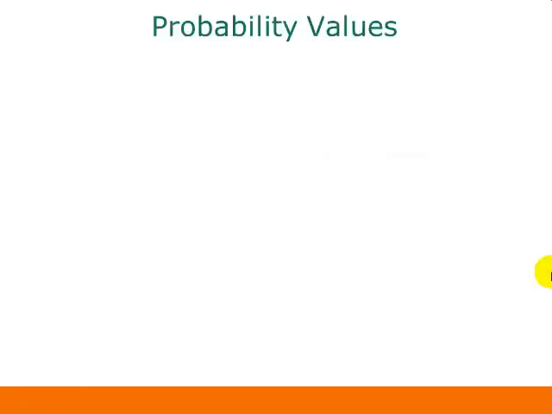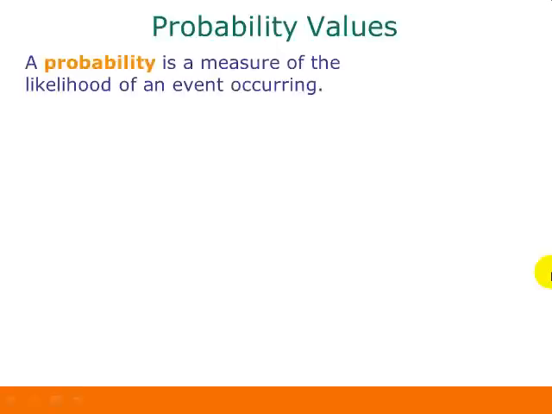Let's talk a little bit about possible values for probabilities. Again, a probability is a measure of the likelihood of an event occurring.